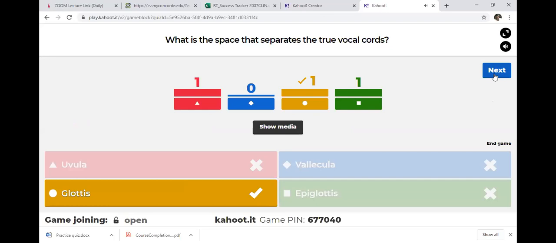All right, it's the glottis. Well, 3 people answered. The glottis is the hole that leads into the lower airway in between the vocal cords. The hole is called the glottis. Epiglottis is that little piece of meat that closes over your airway when you swallow. Epiglottis and glottis, 2 different structures. So the space that separates the true vocal cords is the glottis.